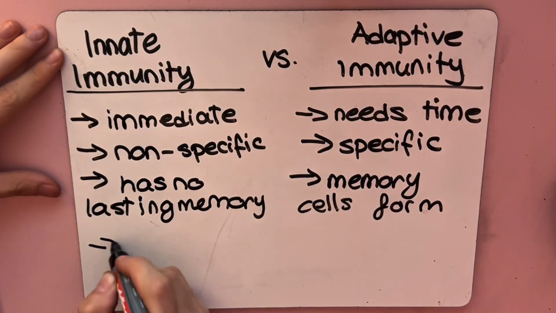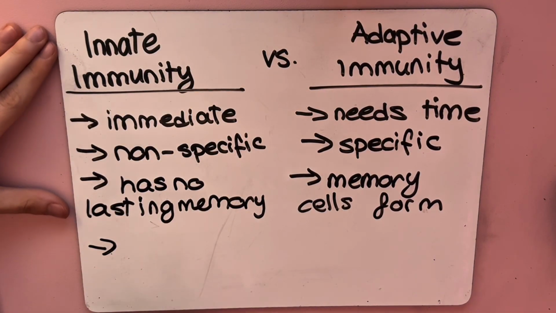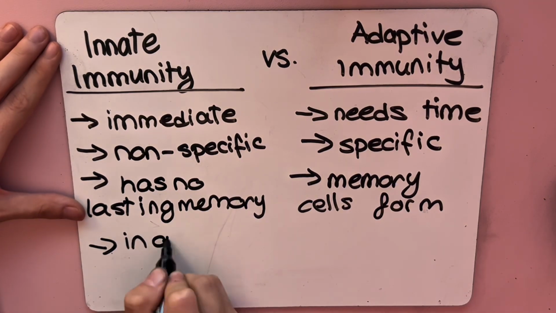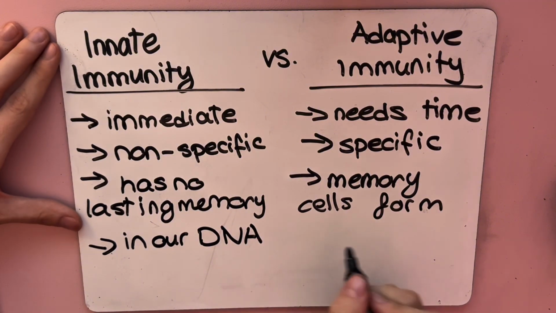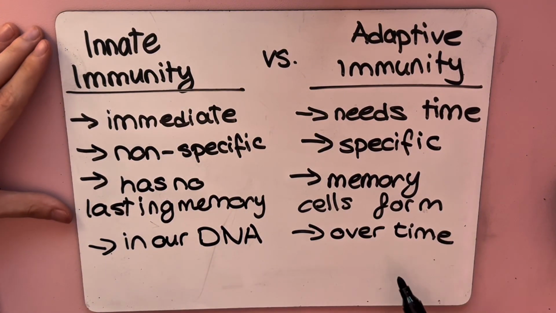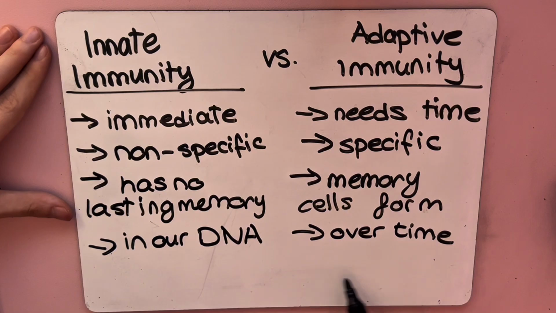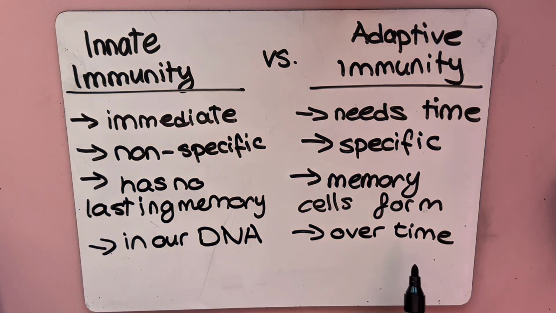Lastly, I'd like to talk about the development. Innate defenses are hardwired in our germline DNA and are ready to go from birth. Adaptive immunity is developed over time. As we get exposed to pathogens, each person's adaptive immune repertoire is unique based on what their body has encountered or what they've been vaccinated against.